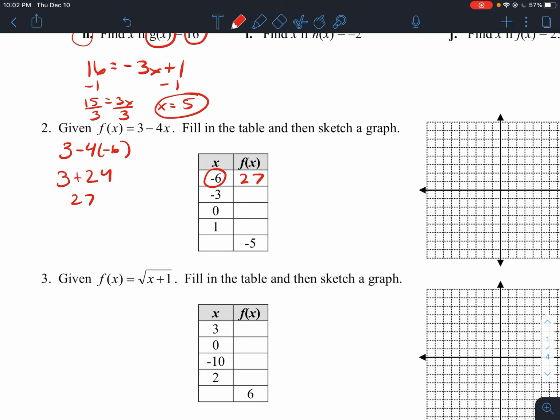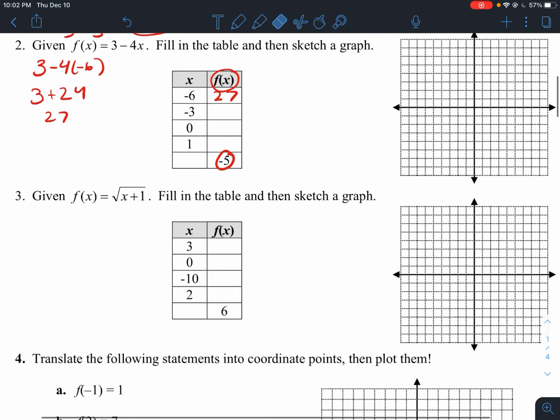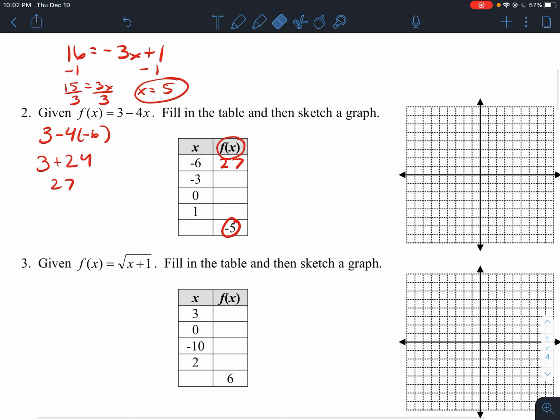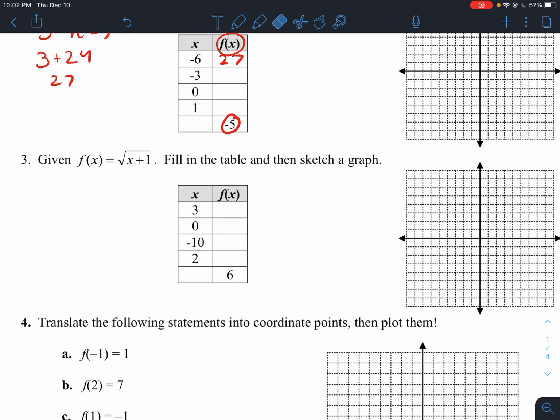Now, for this last one, I'm not going to do it for you, but you're going to take this negative 5 and plug it in for f of x. You're going to put a negative 5 here and then solve for x. You're working backwards. Then you graph those points. Same thing for number 3.